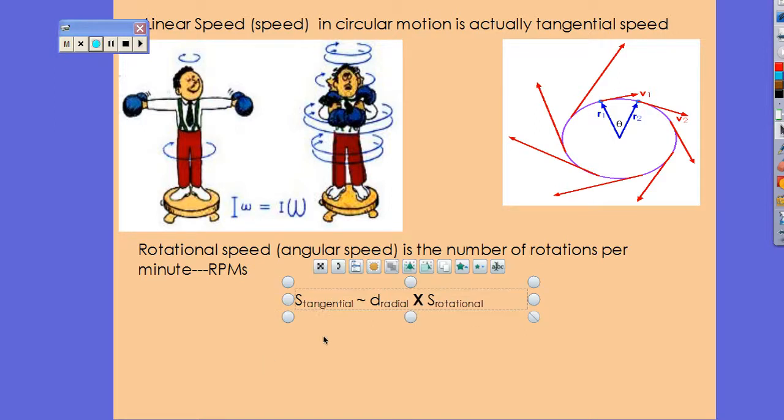So when we actually look at this, we're going to look at this equation down here. It says speed tangential is approximately equal to the distance radial times the rotational speed. So you're going to see the S meaning speed, with that little subscript tangential, and that little tilde actually meaning approximately. D is distance, with the subscript radial, times the speed with the subscript rotational. So what does that mean? Basically it means the further out we go from our axis, the faster our tangential speed is going to be.